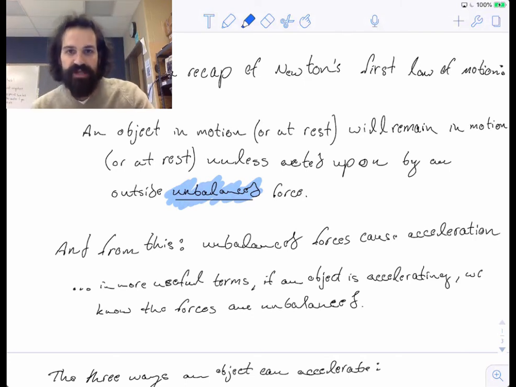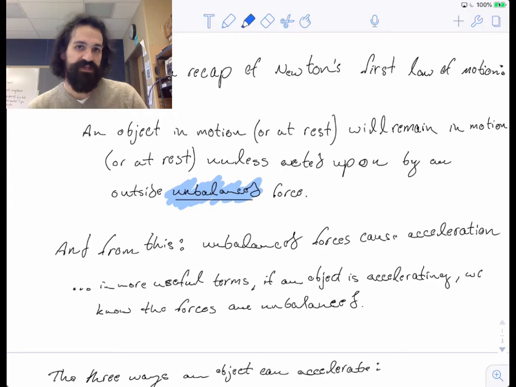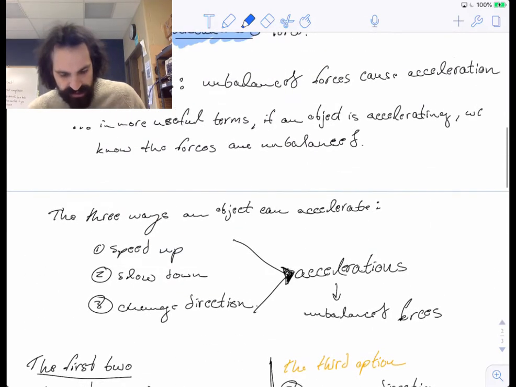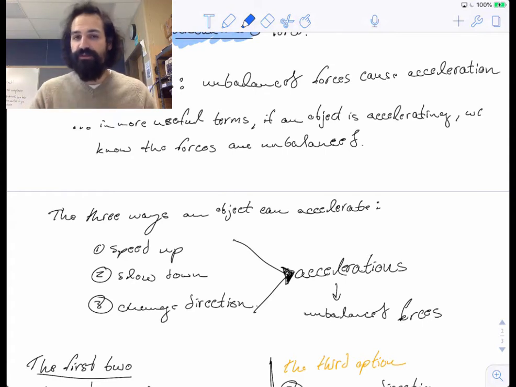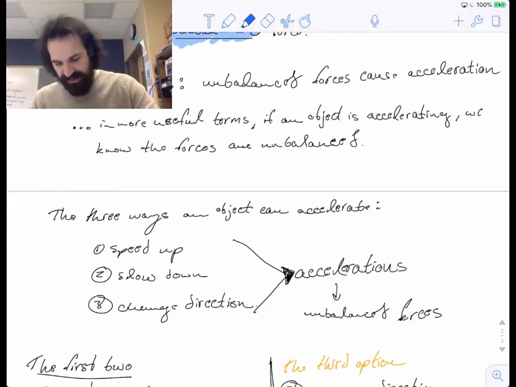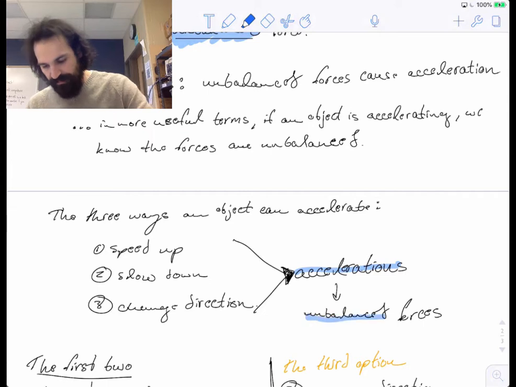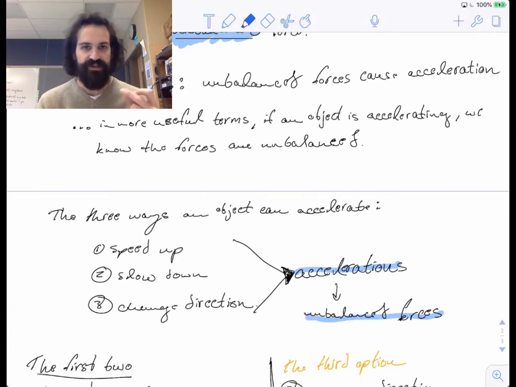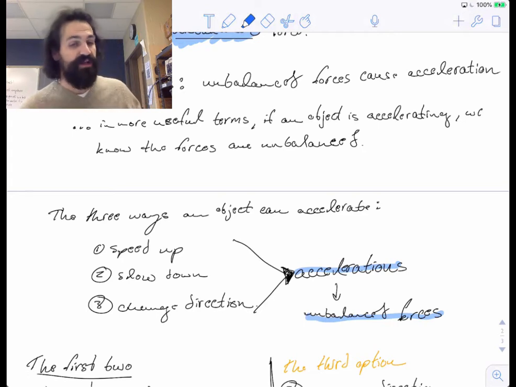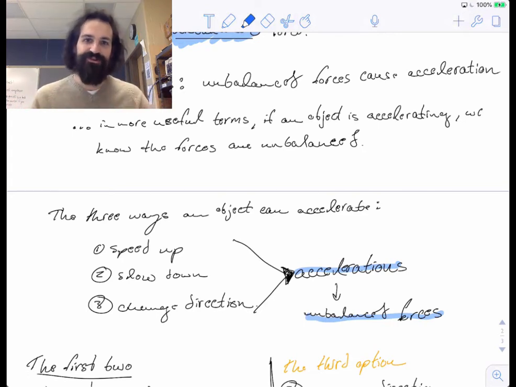So now let's discuss how to observe whether it's accelerating or not. Again, the three ways that an object can accelerate: number one, speed up; two, slow down; three, change direction. Speed up, slow down, change direction. If an object's speeding up, slowing down, or changing direction, that means it's accelerating. And if it's accelerating, that means the forces are unbalanced. So whenever you look at a situation, you should think, is it speeding up? Is it slowing down? Is it changing direction? If it's not, the forces are balanced. Equilibrium, all is good in the world.